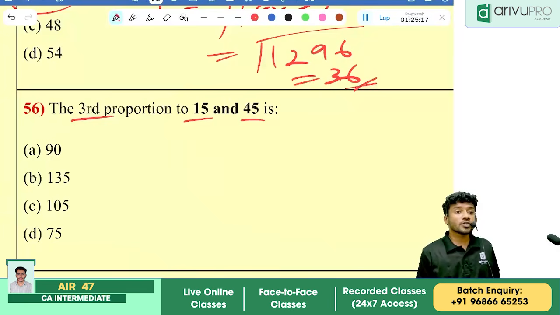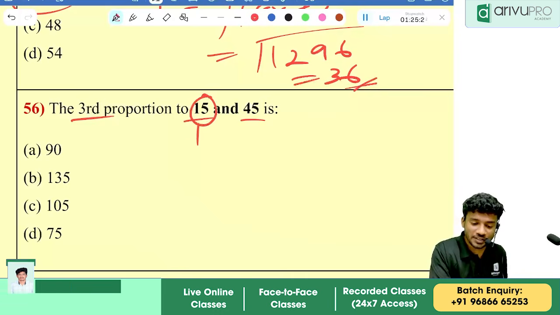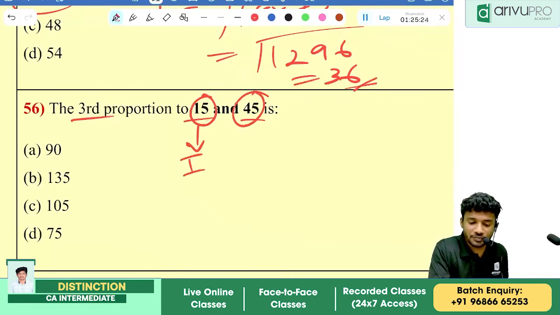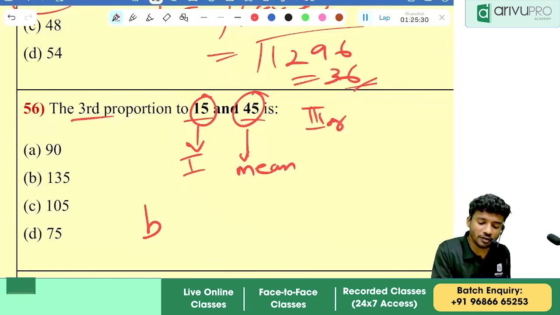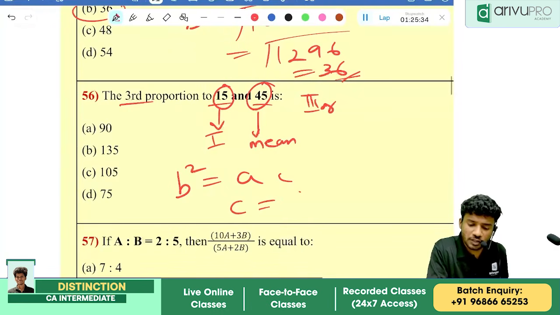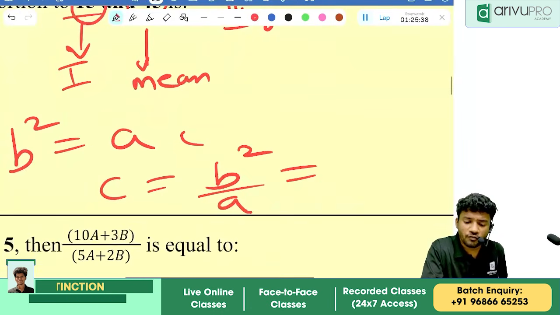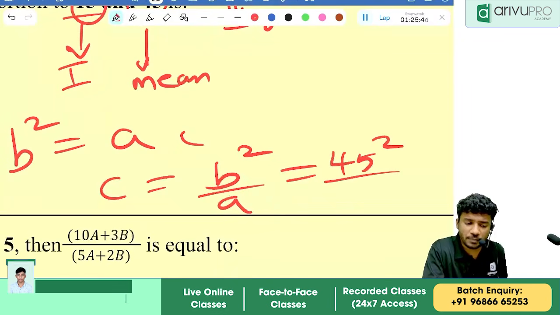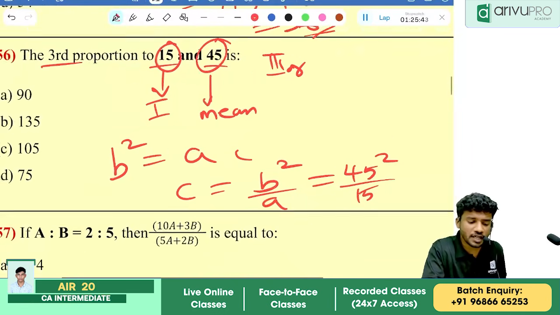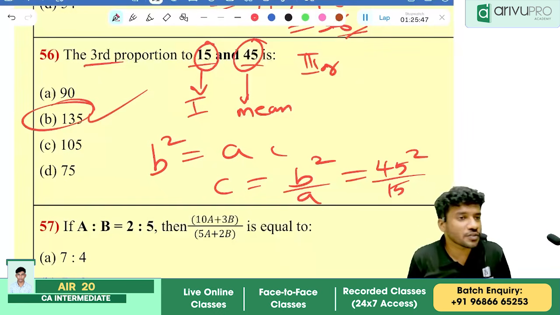Next one. Third proportion between 15 and 45. Then you are like, sir, where is the fourth proportional? Actually, this is the first proportional, this is the mean proportional, and they are asking for the third proportional. We know B square is equal to AC. From that, C is equal to B square divided by A, which is equal to how much, people? 45 square divided by 15. How much is the answer? 135. Everyone understood the method?